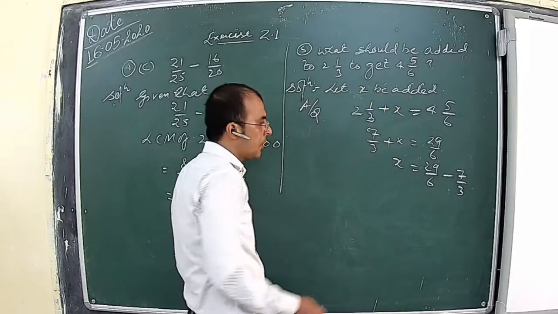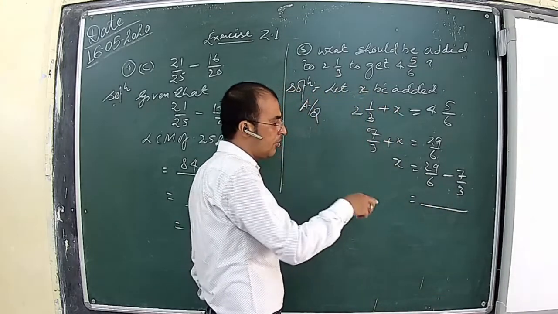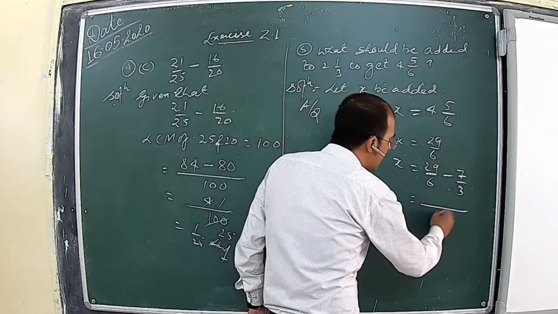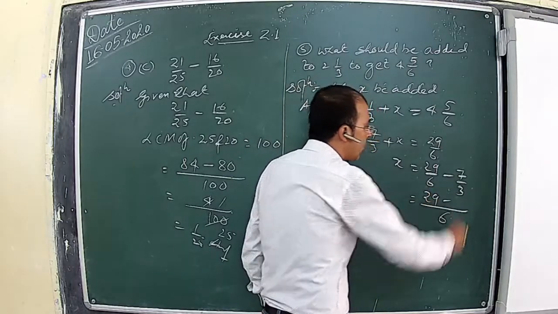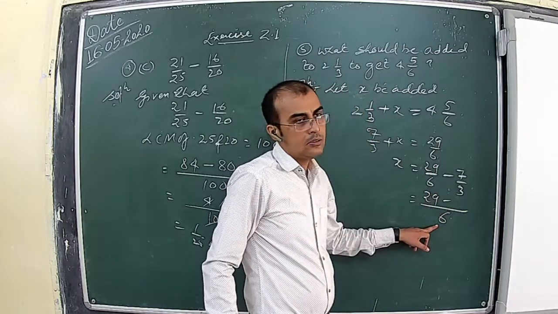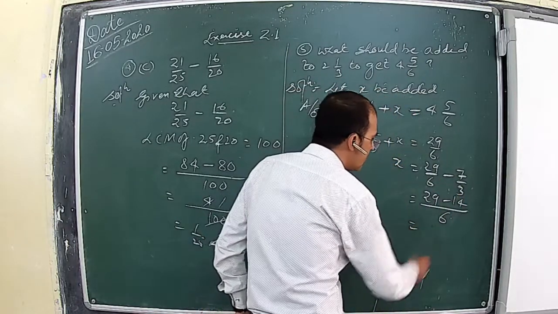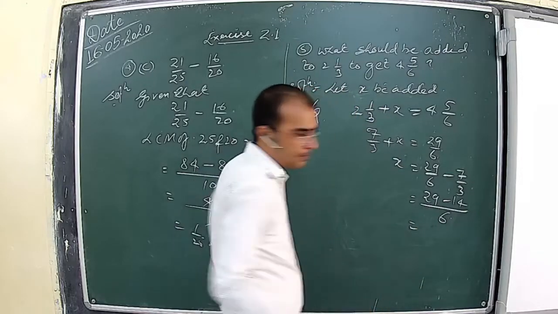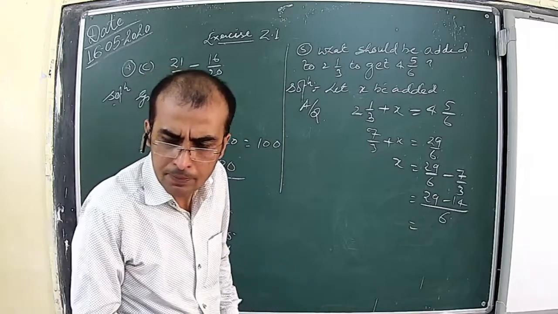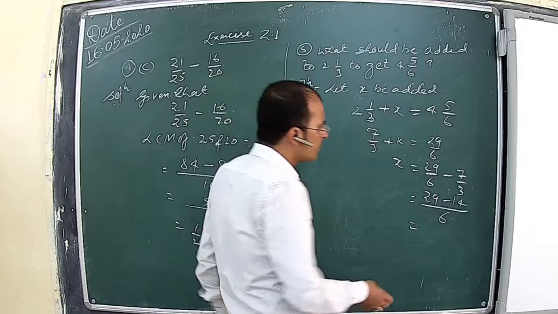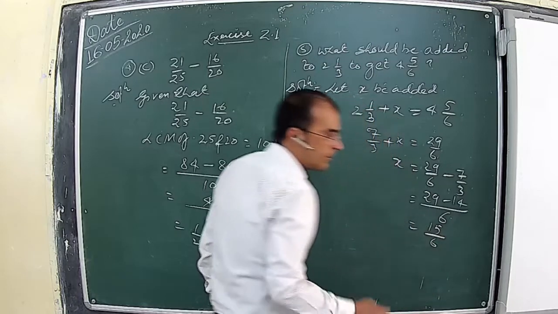Is it clear? Now what is the LCM of this? The LCM of 6 and 3. I already did this in the last question. The LCM of 6 and 3 will be 6. Then 6 ones are 6 and 29, 29 minus 3 twos are 6 and 2 sevens are 14. Then you will subtract. Then what will you get? Then you will get 15 upon 6. Is it clear?